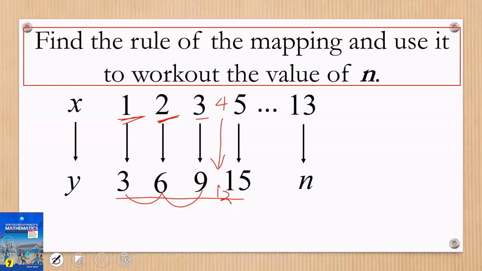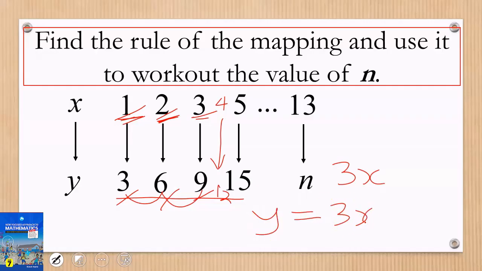Okay, so the rule is, let's say, if I multiply 3 by x, let's see. If I multiply 3 by x, I'll get the first one. 3 times 1 will give me 3, 3 times 2 will give me 6. So it means that if I multiply 3 by x, I get a y. Therefore y is equal to 3x, and that becomes the rule.